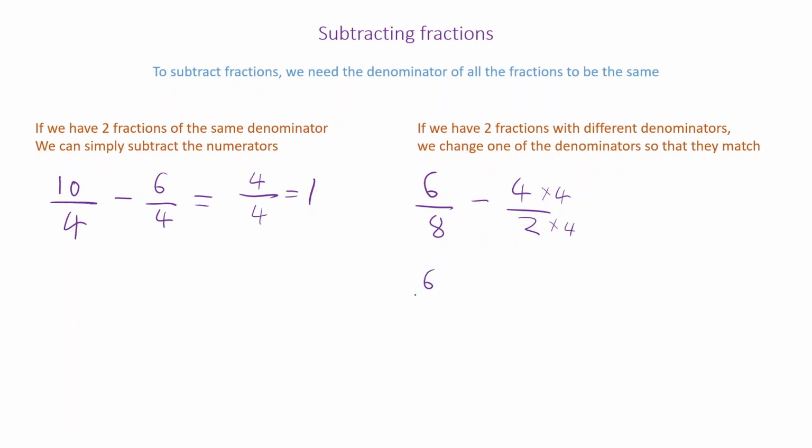So we're left with 6 over 8 minus 4 times 4 divided by 2 times 4, which gives us 16 over 8. Now that we have the same denominator, we can simply subtract the numerators. 6 minus 16 gives us minus 10, and we keep the denominator the same. Now this simplifies down to negative 5 over 4.